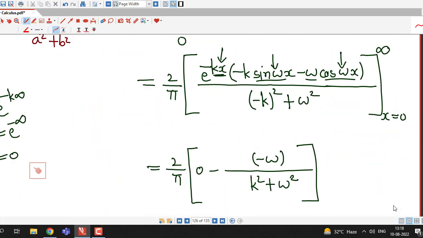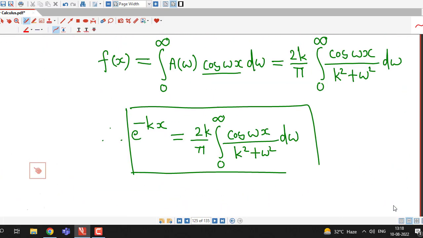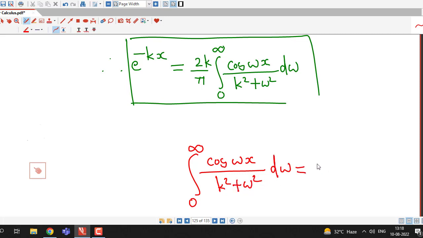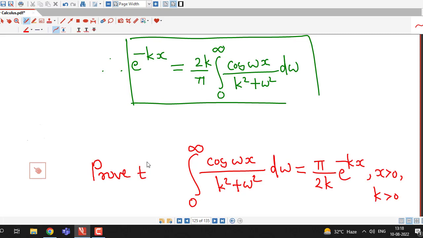Similarly, the Fourier cosine integral can be helpful in proving that value of this integral is also pi over 2k e raised to minus kx. They can ask you to prove that using Fourier cosine integral, prove that this integral can be given by pi divided by 2k e raised to minus kx. X is positive, k is positive. They can ask you to prove this type of things using Fourier integral.